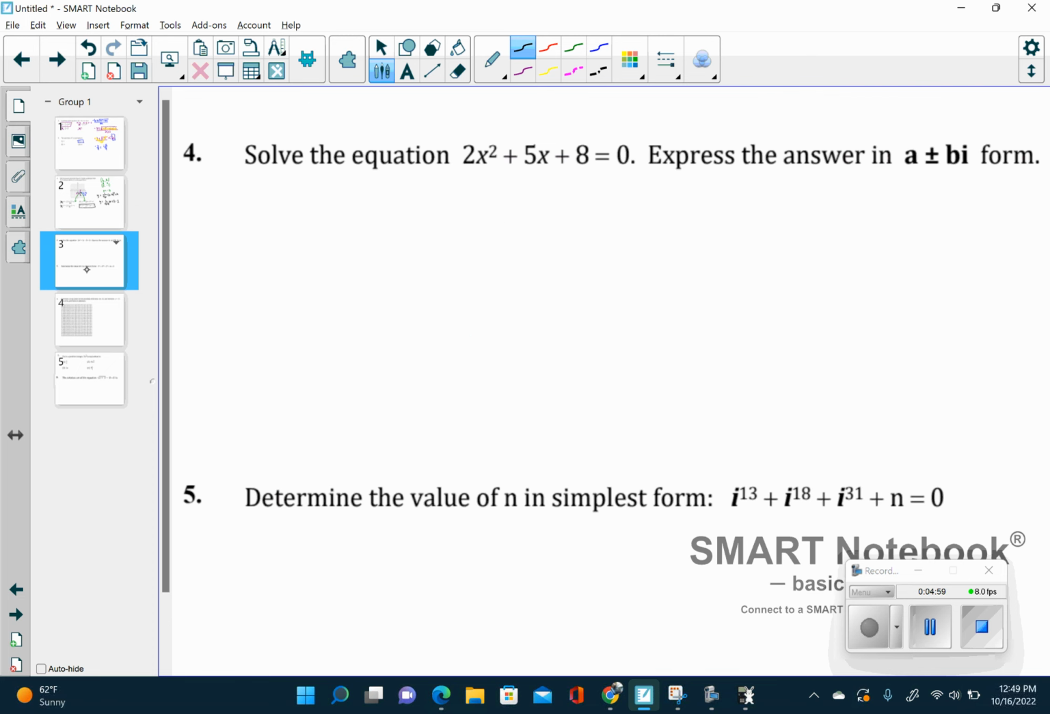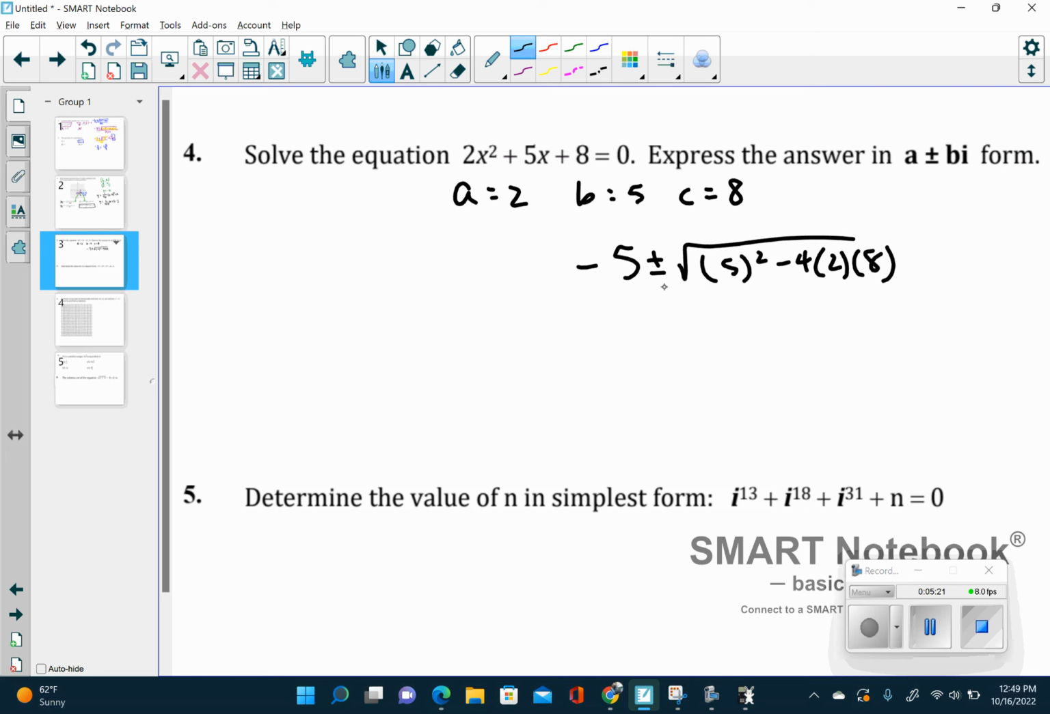This one right here is very similar to the first one. A is equal to 2, B is equal to 5, C is equal to 8. The quadratic formula says opposite of B. So B is 5, so we're going to do negative 5 plus or minus the square root of B squared, which is 5 squared, minus 4 times A times C, all over 2 times 2.